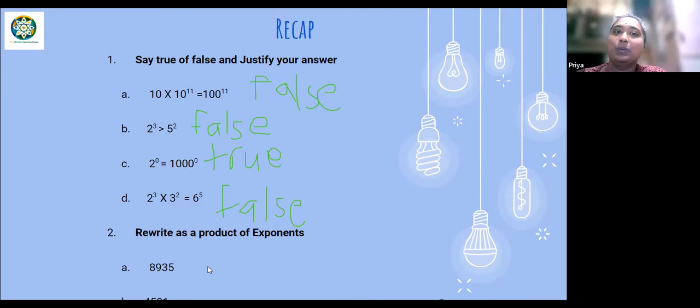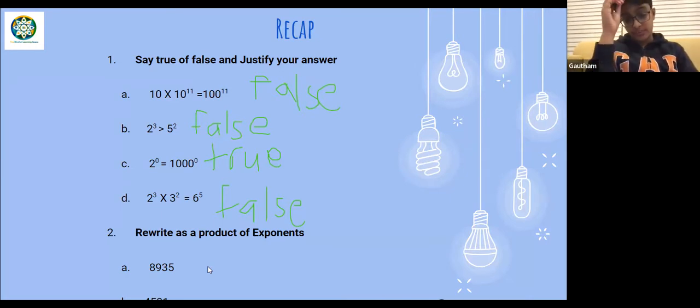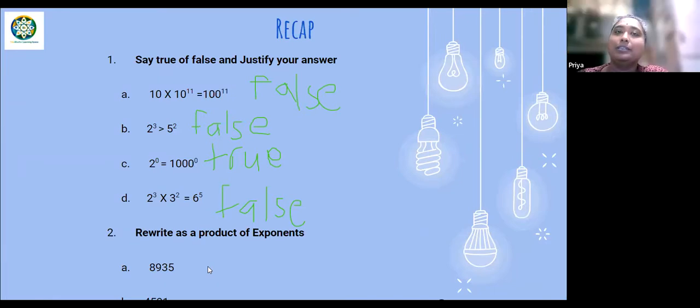Okay, that's okay. So how do you write this in the expanded form? Expanded form. Write it first in the expanded form: 8,000 plus 900 plus 30 plus 5. So write that down first, then you can do it as exponents.